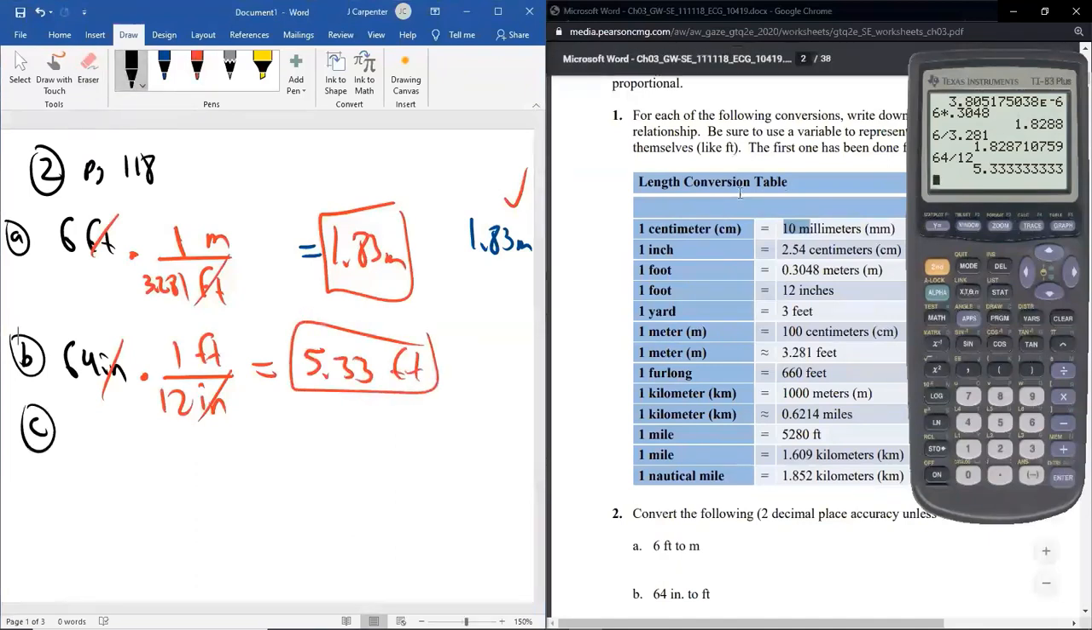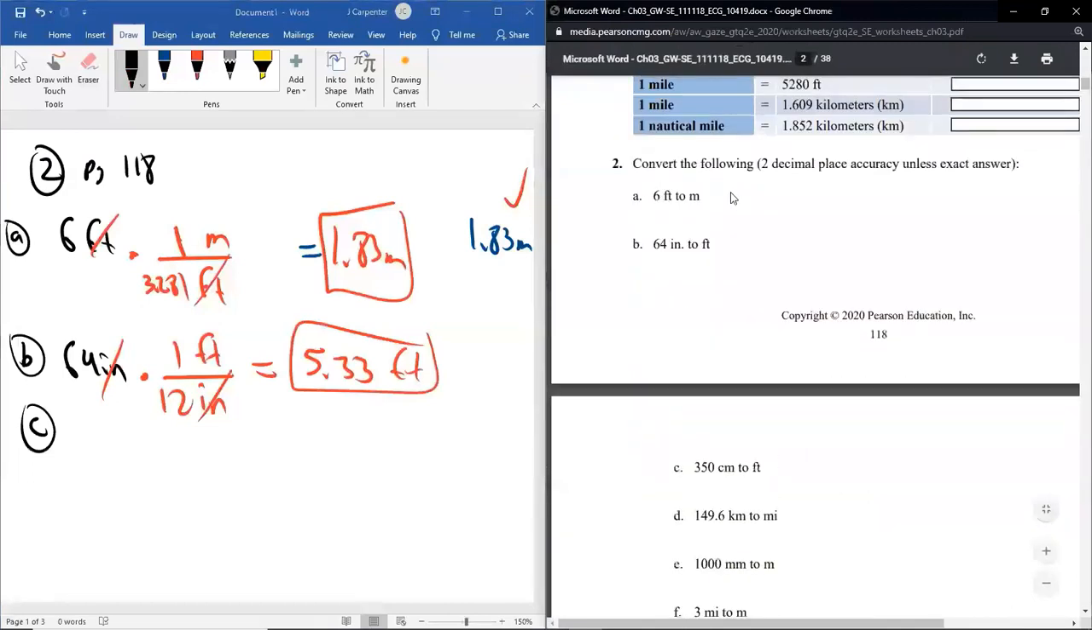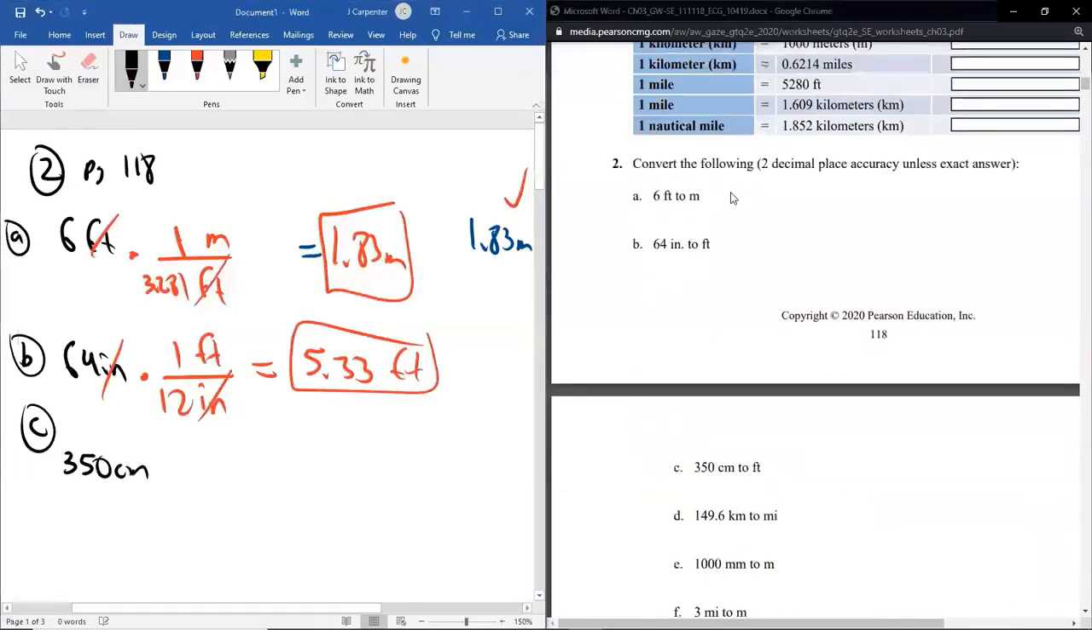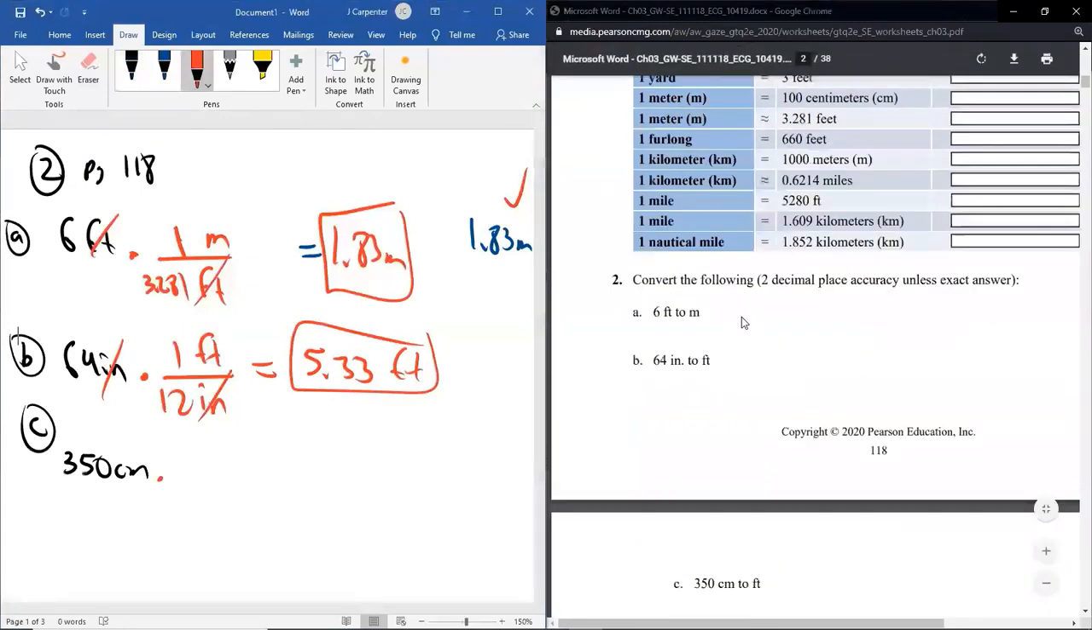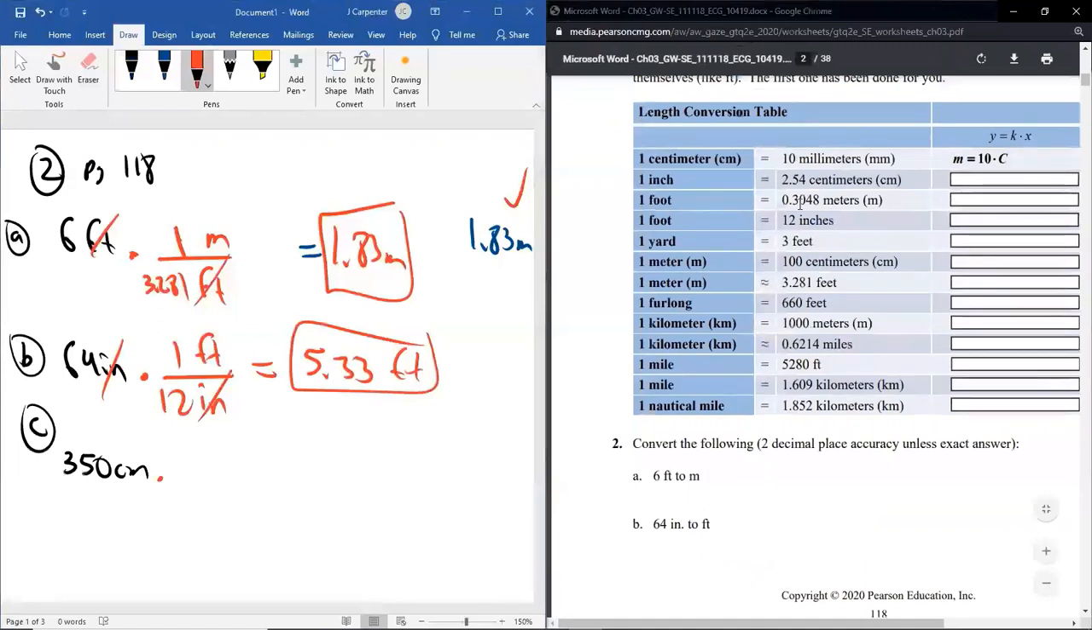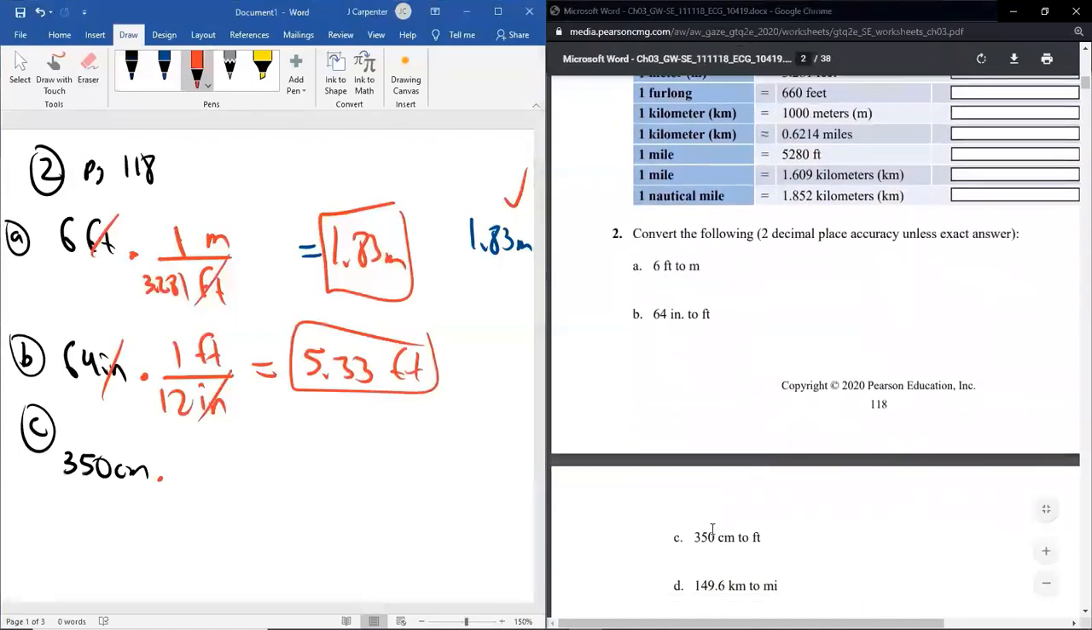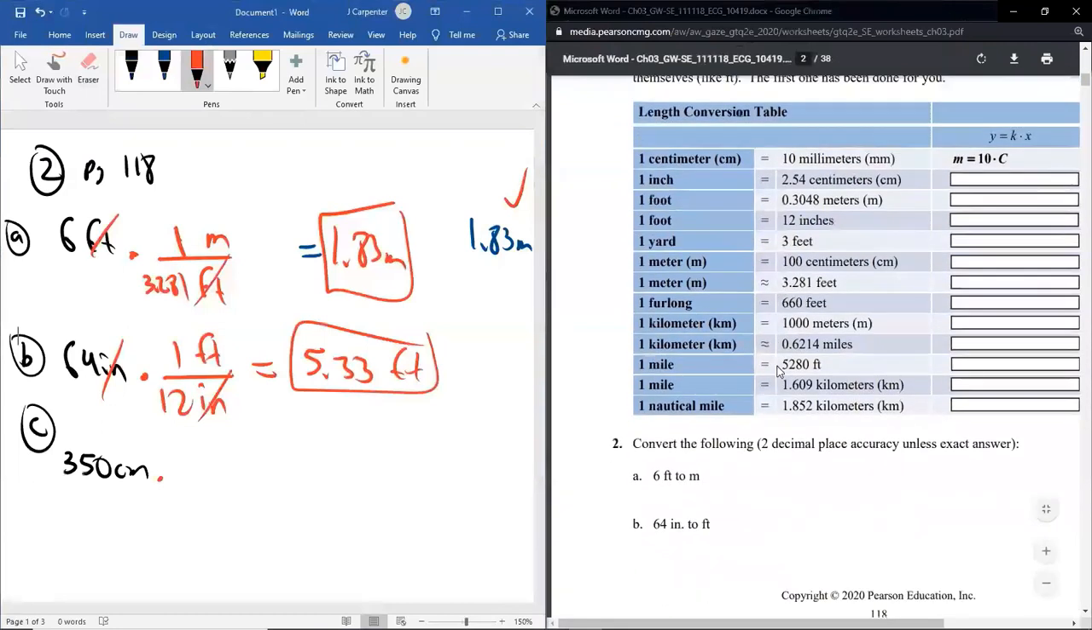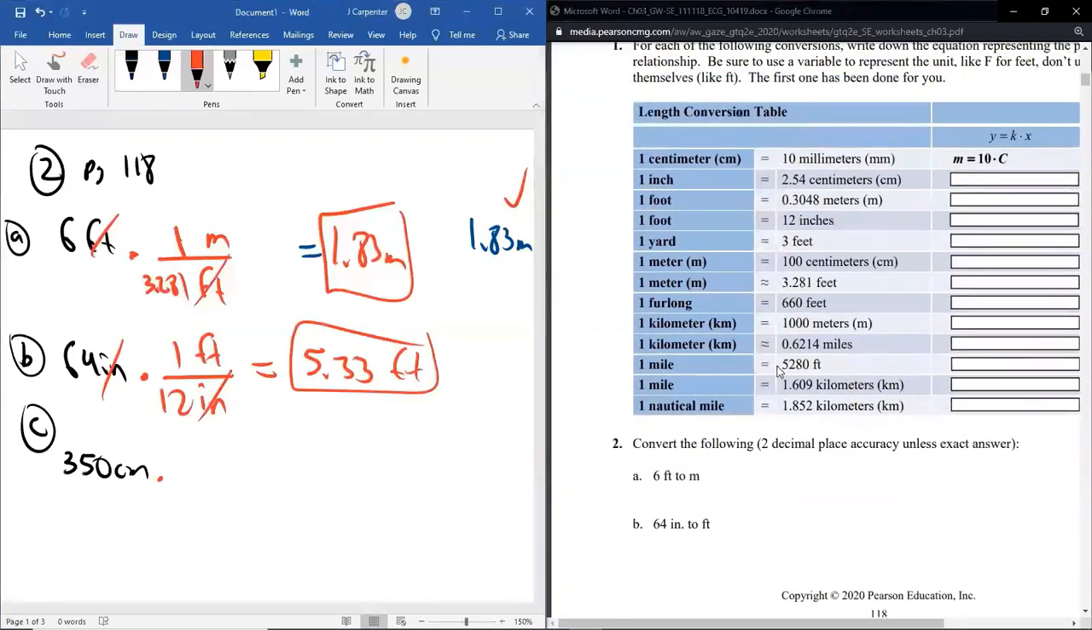C. All right, we got 350 centimeters, and we want to convert this to feet. So I don't expect anyone to know off the top of their head how many feet is how many centimeters. So you would go to this table again. We're going from centimeters to feet, so 350 centimeters to feet. Why would you want to convert centimeters to feet? Well, maybe you've got to deal with someone else and they've measured in feet and you've measured in centimeters, and it would just make more sense if you're both in the same units and the other person is higher rank than you, so you have to change your units to theirs.